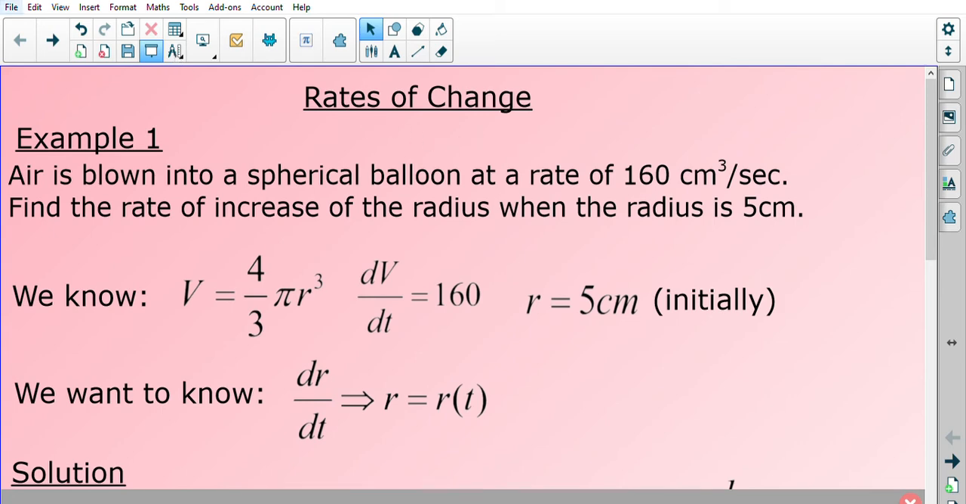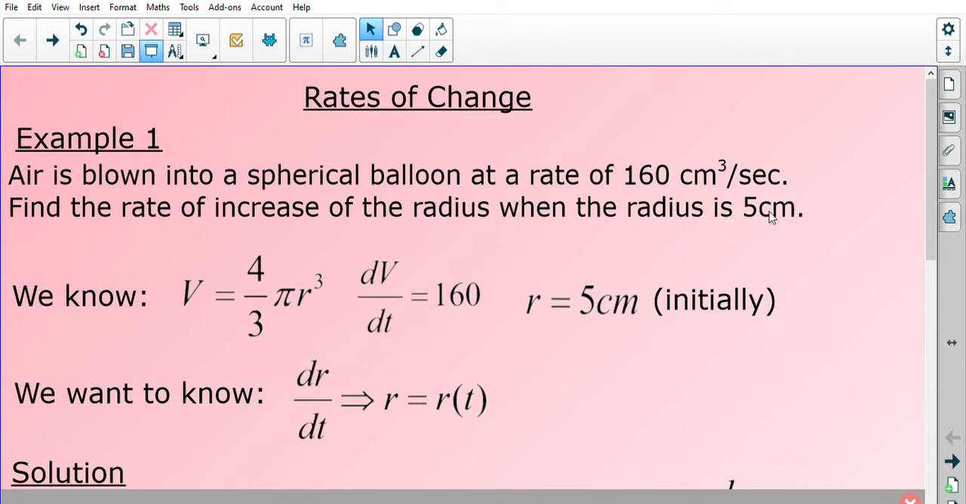Okay, so in this video we will be looking at rates of change. We're just going to head straight into an example and that will help best describe what rates of change probably are. So, example 1: air is blown into a spherical balloon at a rate of 160 centimeters cubed per second. We want to find the rate of increase of the radius when the radius starts initially at 5 centimeters.